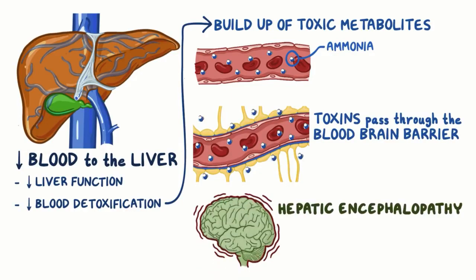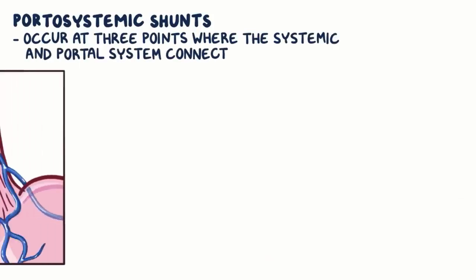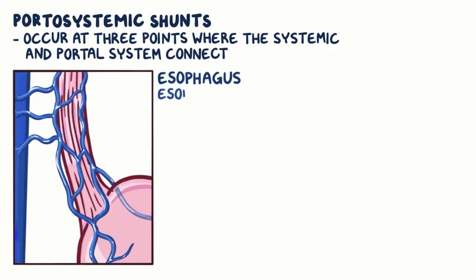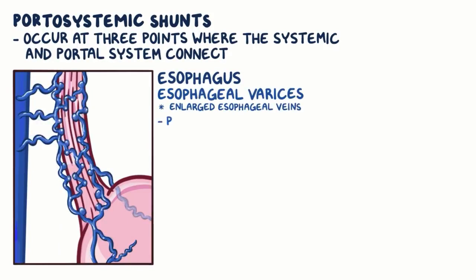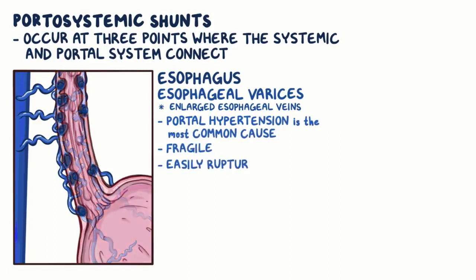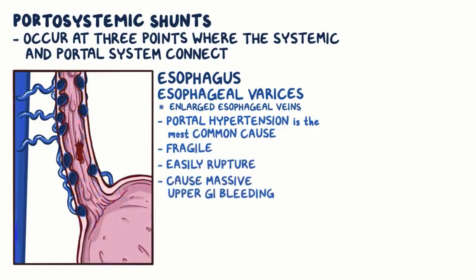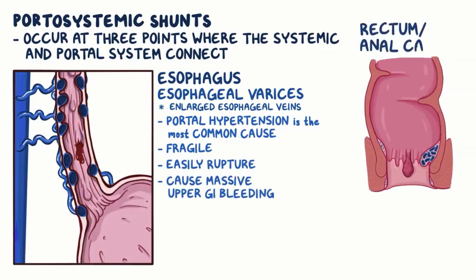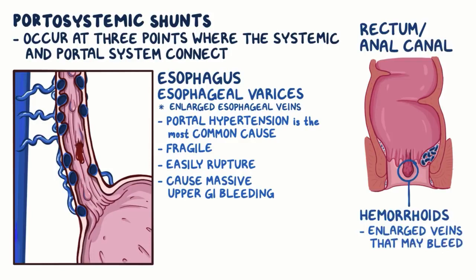Second, blood backing up in the systemic veins leads to portosystemic shunts, which happens in the 3 points where the systemic venous system and the hepatic portal system are connected. In the esophagus, this causes esophageal varices, or enlarged esophageal veins. In fact, portal hypertension is the most common cause of esophageal varices. These varices are very fragile and could easily rupture, causing massive upper GI bleeding. In the rectum and anal canal, there may be hemorrhoids, which are enlarged veins that can bleed as well.